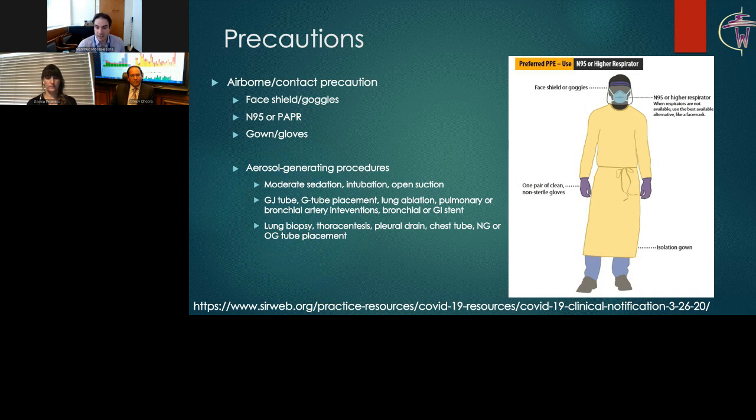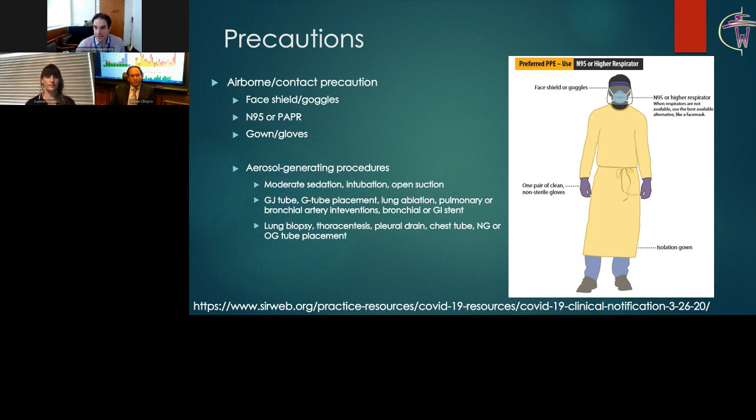Any patient that's having open suction, as we mentioned, gastrojejunostomy, G-tube placement, lung ablation, pulmonary bronchial artery interventions, bronchial or GI stents, lung biopsy, thoracentesis, pleural drains, chest tube, NG or OG tube placement, and we also have included any upper GI or lower GI procedures as well.